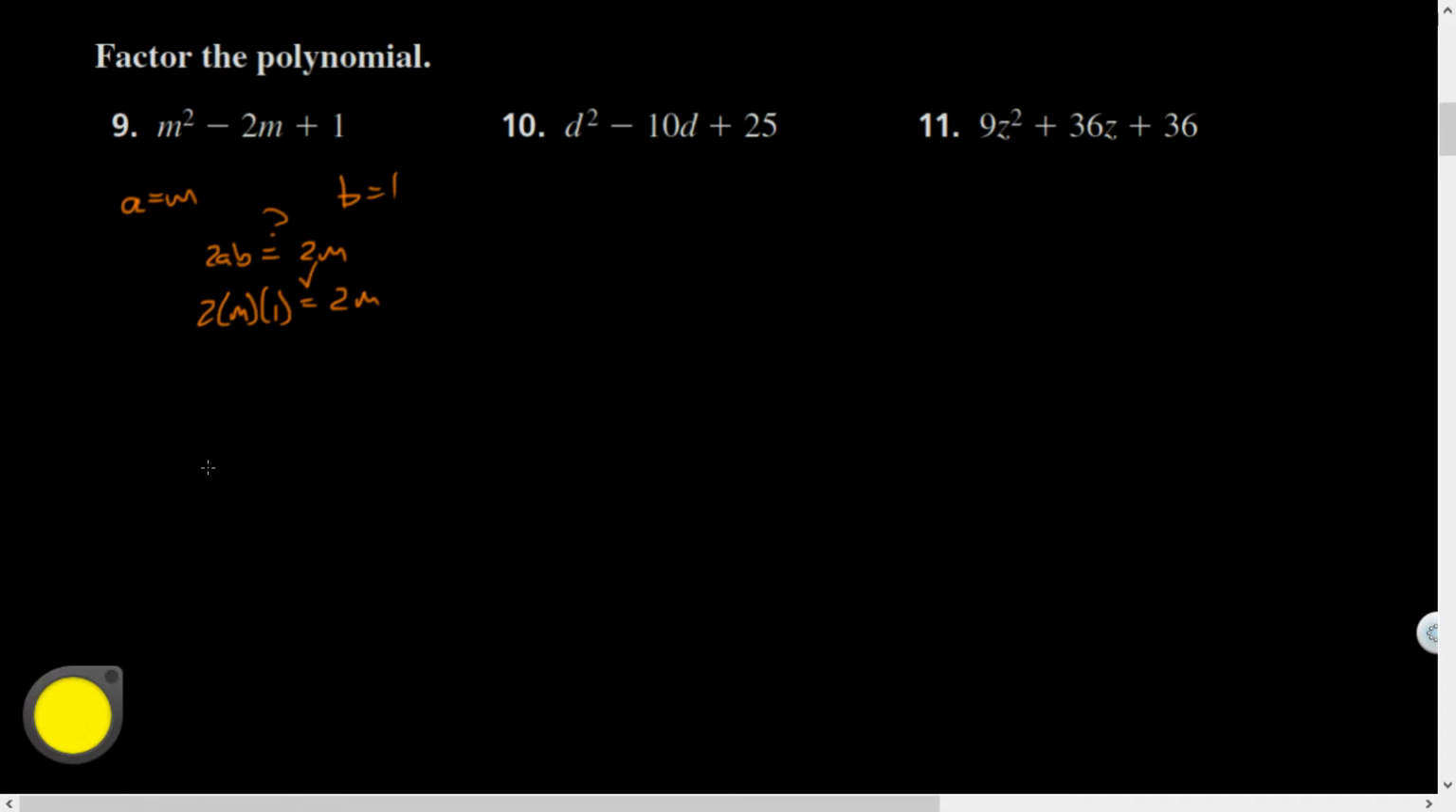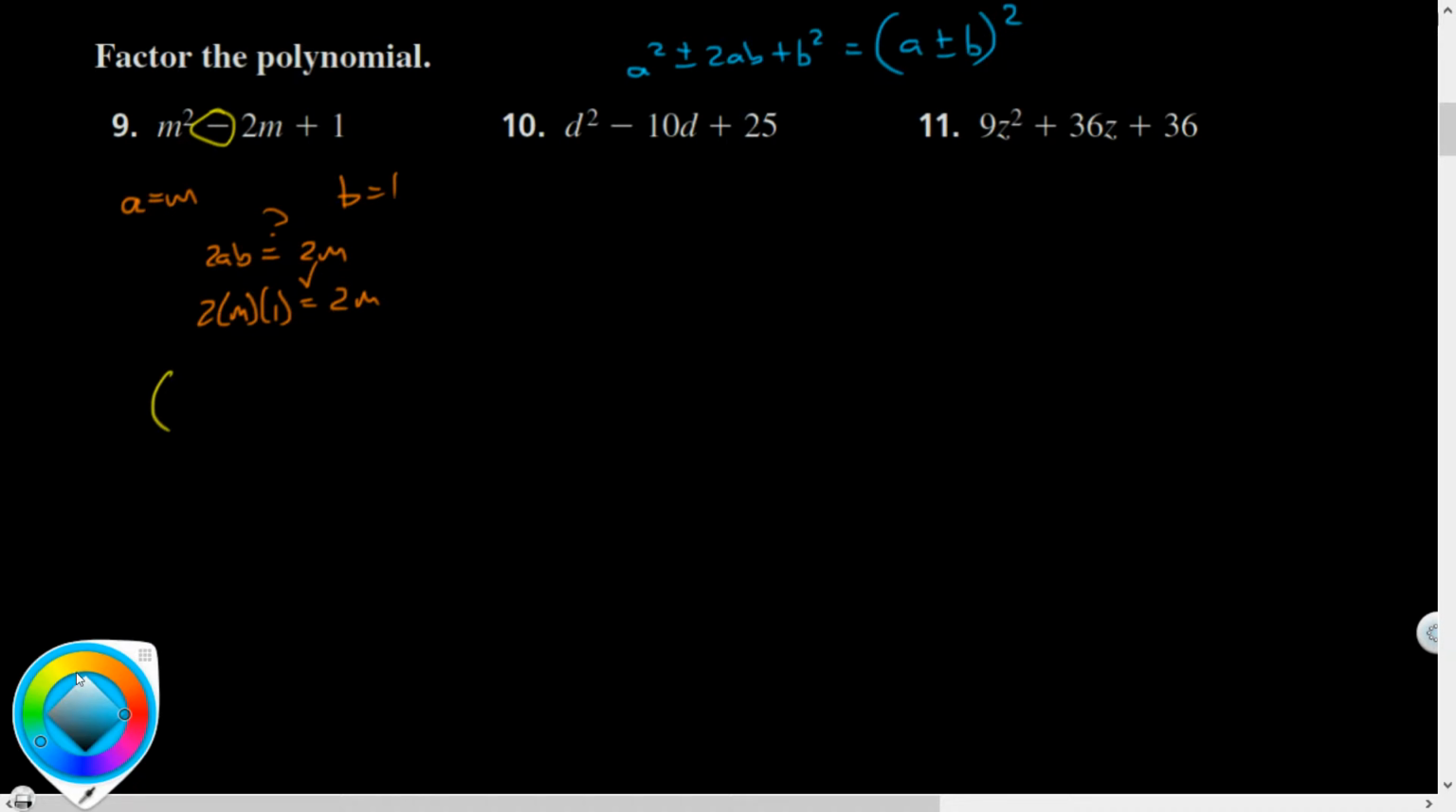Just keep tracking for now, and we'll walk you through it during the class quest as well. So let's plug it in the pattern. Because this is the minus sign, what's the pattern I'm using? Let's write that down. a squared plus or minus 2ab plus b squared is equal to (a plus or minus b) all squared. Because this is minus, I'm choosing minus here and minus there. So I'm using the minus pattern. So it's going to be (a minus b) all squared, which for us is (m minus 1) all squared.